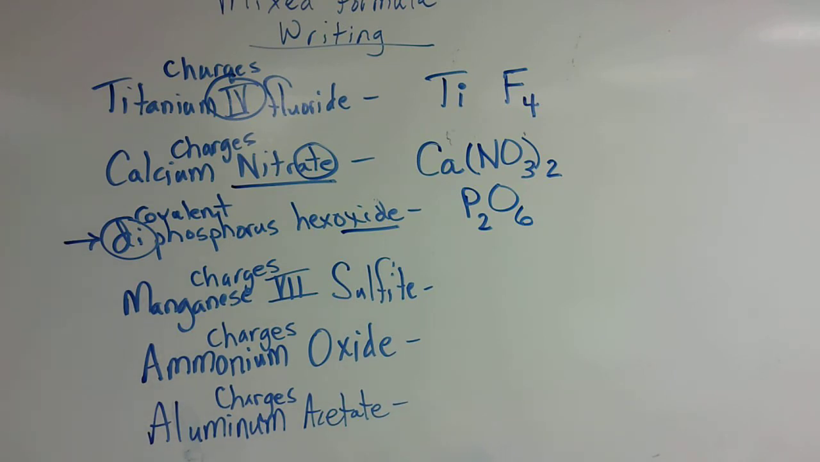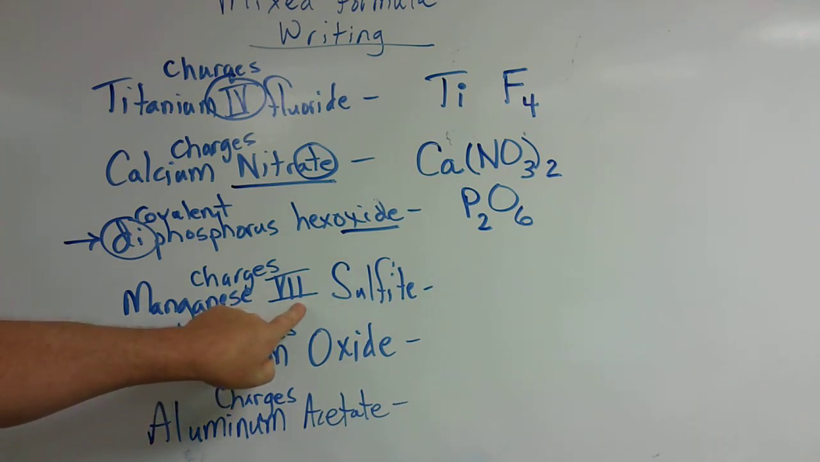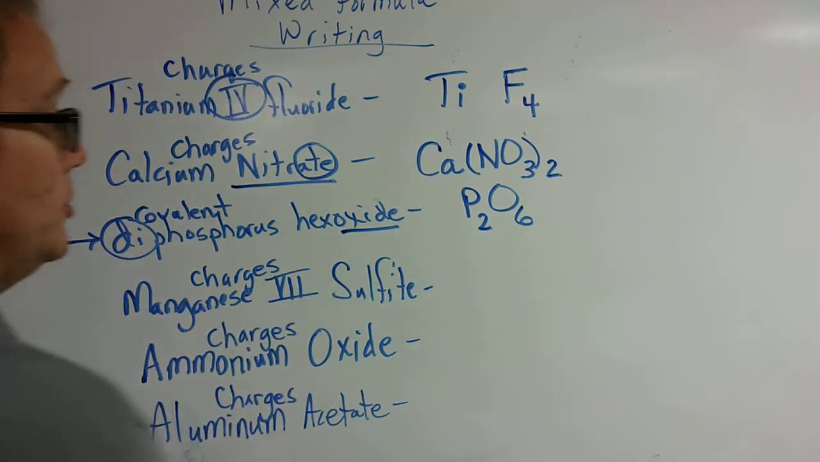If you take a look at this, I don't worry about the charges because my numbers are already provided for me. Now let's go ahead and do the next one. Now we know we have to do the charges. This one is provided to you, so you don't have to look on the periodic table and figure out what the charge is. We just use the Roman numeral.